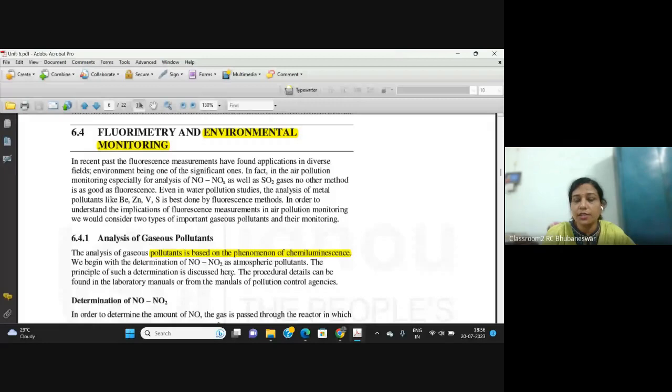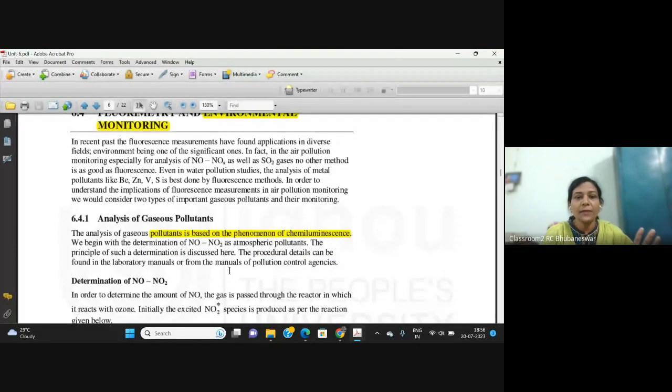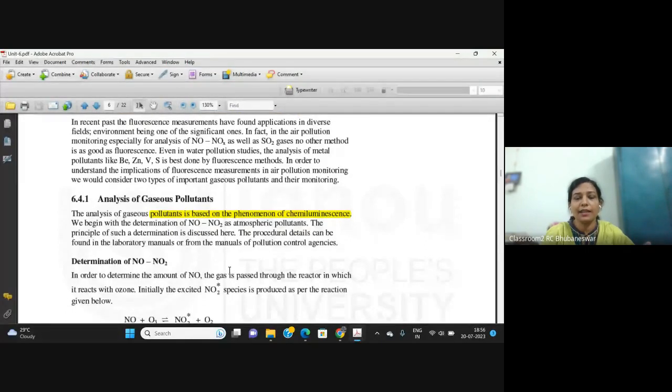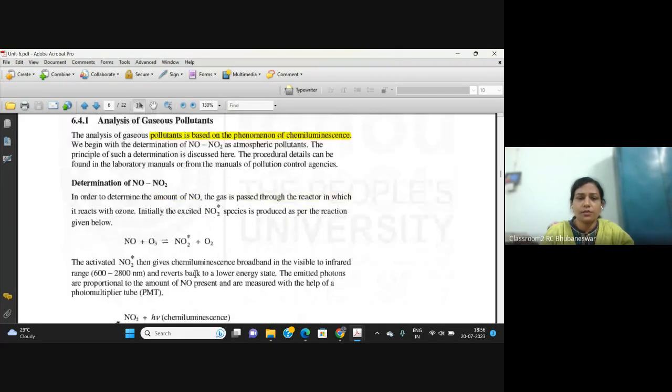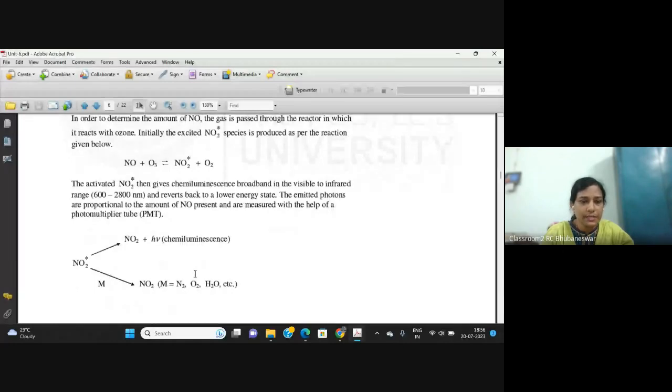So environmental monitoring can also be done using this. The analysis of gaseous pollutants is based on the phenomenon of chemiluminescence. Chemiluminescence is a very good way of monitoring these gaseous pollutants. Determination of NO and NO2 can also be studied through this. NO in the atmospheric ozone reaction forms NO2 star. NO2 star means it is an energized species; star designates an energized species.